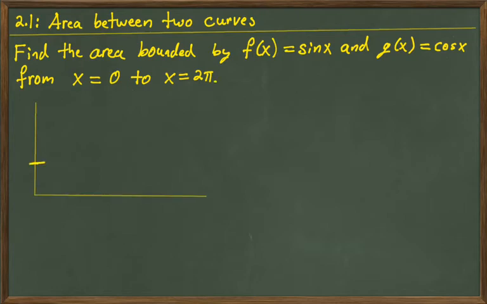Okay, so we've got our y-axis and our x-axis. The maximum of both sine and cosine is 1, and the minimum is going to be minus 1, so we'll want to go from 1 to minus 1 on the y-axis. The period of both sine and cosine is 2 pi, so we're going to want to go from 0 to 2 pi, and that's also what they're asking us to integrate from, 0 to 2 pi.